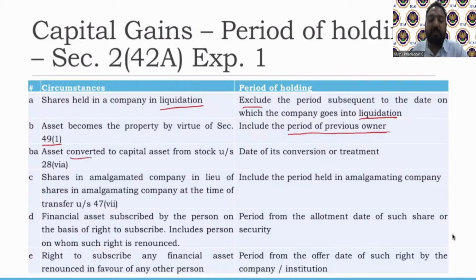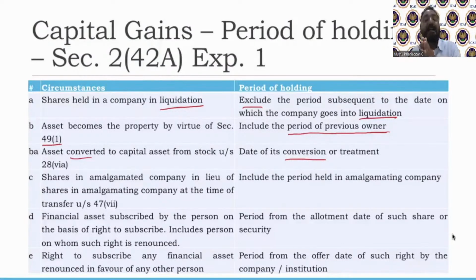So there is a conversion from stock to capital asset. You did not purchase it, but you have just changed the mode. Earlier it was your closing stock; now it has become your capital asset. So what does the actual purchase date become? It becomes the date of its conversion. The date on which it got converted is the relevant date for calculating the period of holding.